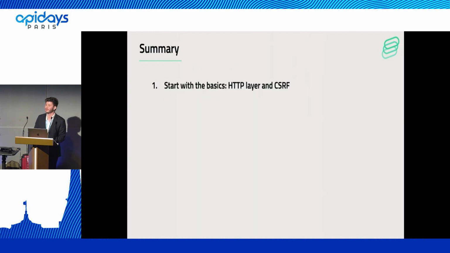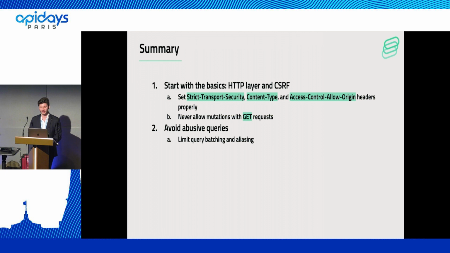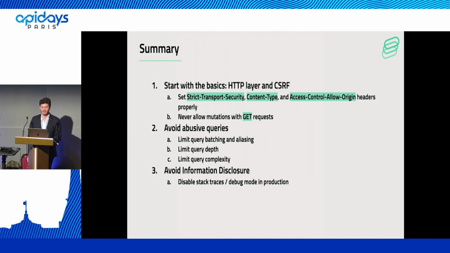So let's do a quick summary of the best practices that I reviewed as of today. Start with the basics: secure the HTTP layer and CSRF, set the strict transport security header, content type, and access control allow origin. Never allow mutations with GET requests to avoid CSRFs. Avoid abusive queries: limit query batching and aliasing, query depth, and query complexity, and avoid information disclosure by disabling stack traces and debug mode in production. And if introspection is deactivated and you don't want the schema to be public, also deactivate field suggestion.